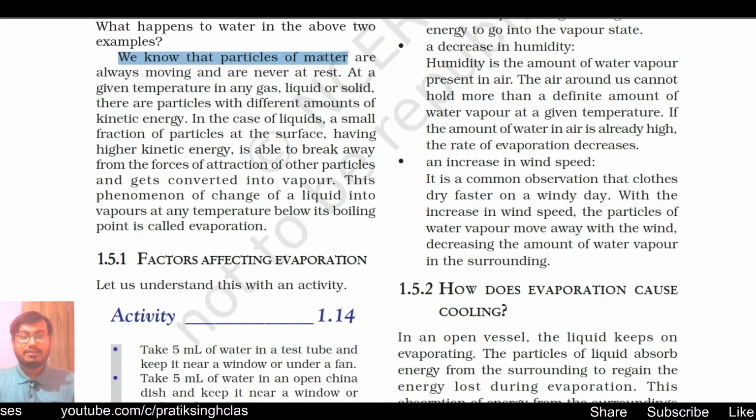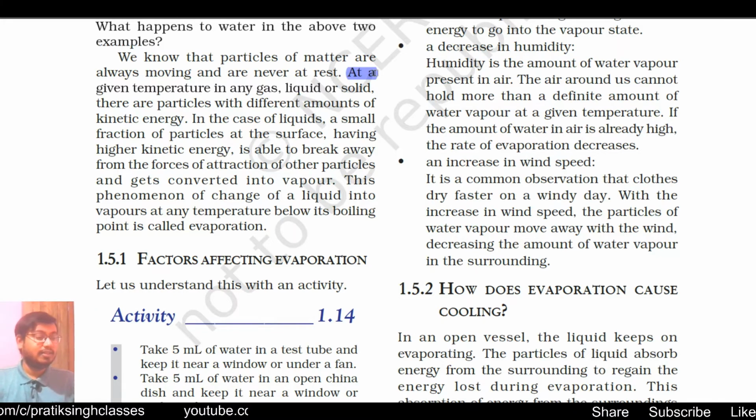We know that particles of matter are always moving and are never at rest. Whether it is solid or liquid or gas, particles of matter are always moving. But the only difference is that if the matter is in solid state, the movement of particles will be limited, means very short distance. If it is in liquid state, the force of attraction between the particles will be lesser than that in solid, and so they will move faster. And in gaseous state, the force of attraction between the particles is so negligible that they move away from each other.